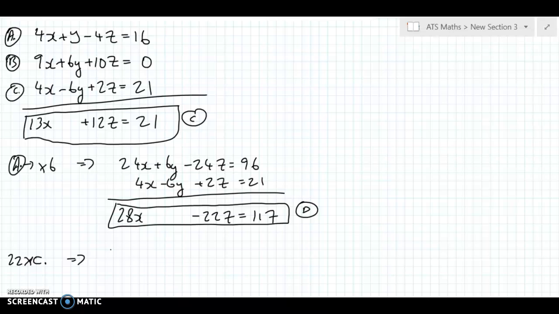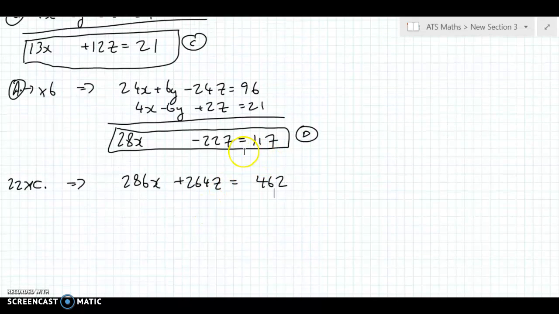I've done this earlier now. 13 times 22 gives me 286x, and 13 multiplied by the 12 there gives us 264z, and 22 times 21. 22 times 21 gives 462.